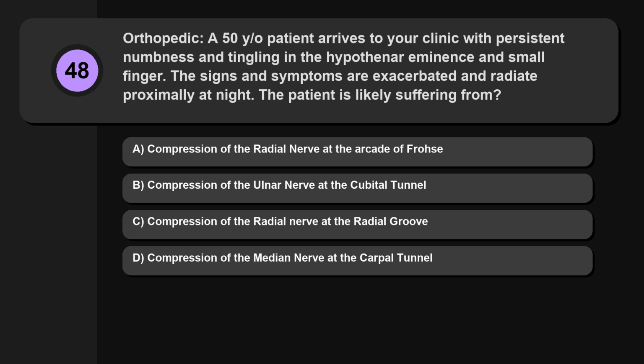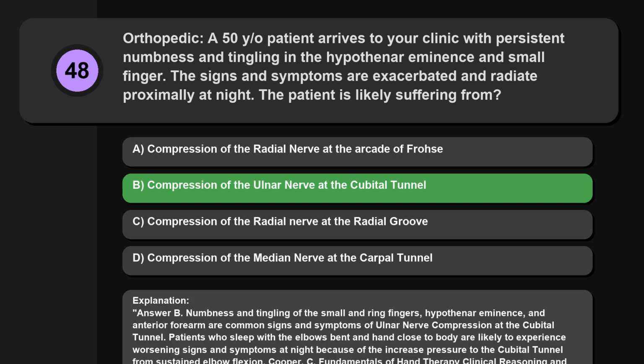Question 48. Orthopedic. A 50-year-old patient arrives to your clinic with persistent numbness and tingling in the hypothenar eminence and small finger. The signs and symptoms are exacerbated and radiate proximally at night. The patient is likely suffering from: Option A, compression of the radial nerve at the arcade of Frohse. Option B, compression of the ulnar nerve at the cubital tunnel. Option C, compression of the radial nerve at the radial groove. Option D, compression of the median nerve at the carpal tunnel. The correct answer is option B, compression of the ulnar nerve at the cubital tunnel.